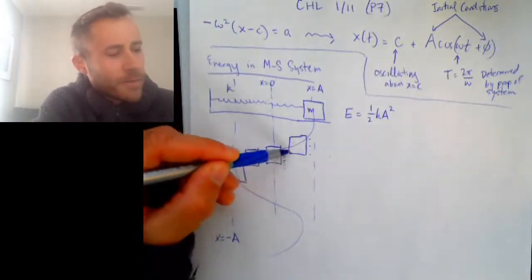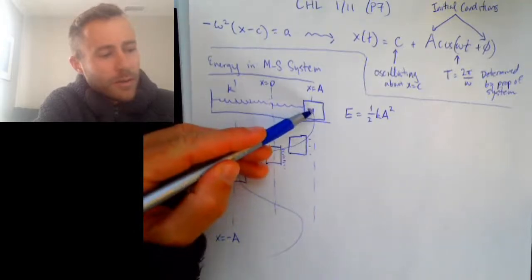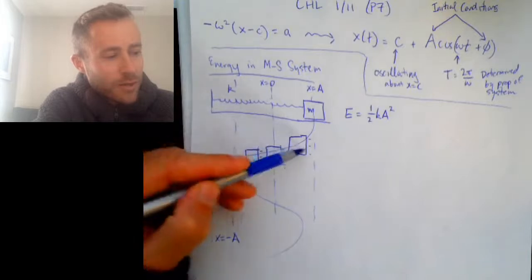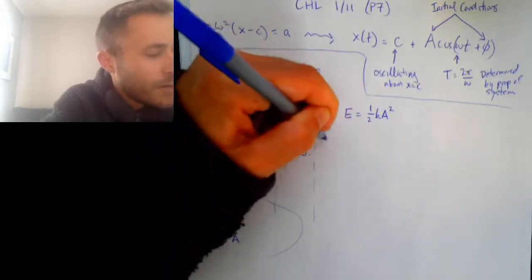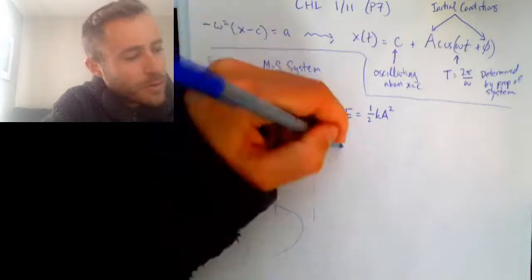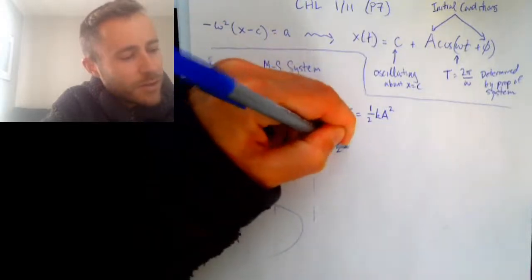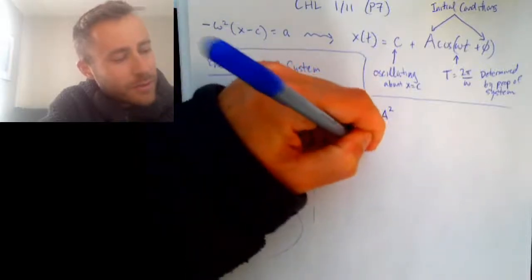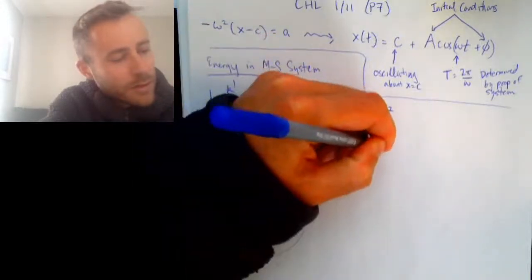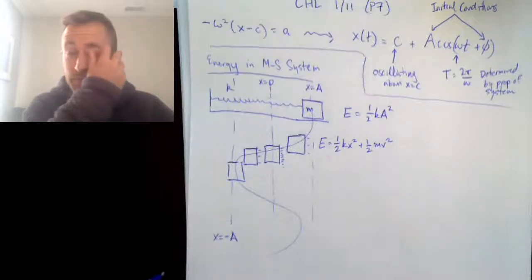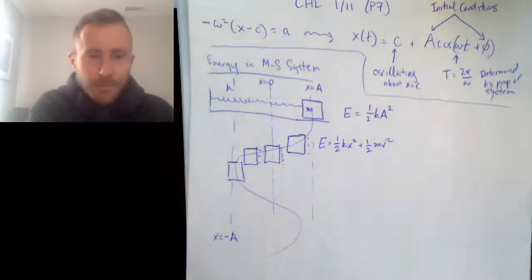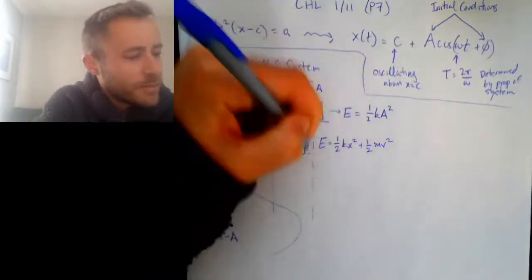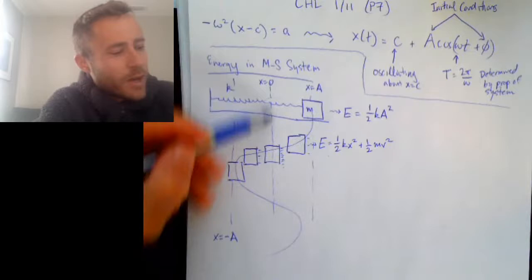Right here, the mass is moving and the spring is stretched. So at this point, we have both elastic potential energy and kinetic energy. That's at that particular instant. Right here, we're at x equals 0.